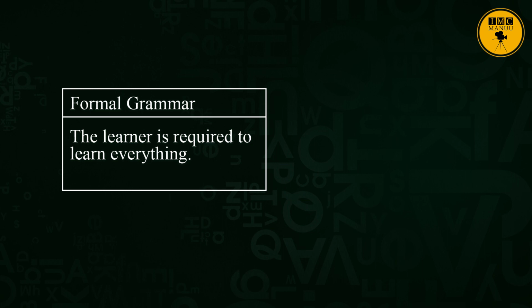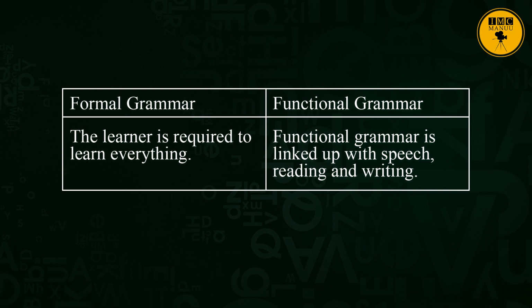In formal grammar, the learner is required to learn everything, but in functional grammar, it is linked up with speech, reading and writing. So, in functional grammar, there is no need to learn everything. In formal grammar, learners are required to learn all prescribed grammatical items with rules and definitions, maybe from examination point of view. But in functional grammar, there is no need to rectify rules and definitions, because instead of rules and definitions, usage is asked in the examination.